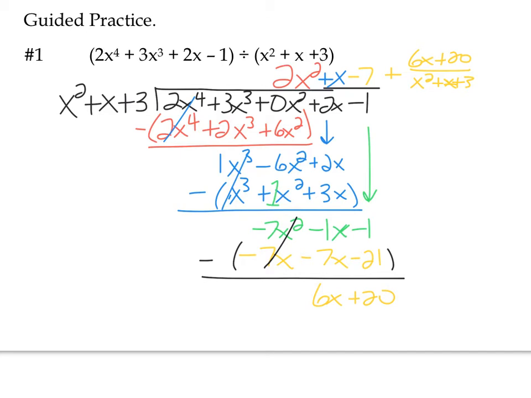Okay. But when you write your remainder, the remainder goes over what you were dividing by. That's the denominator in your remainder. Okay, so when we divide here, we're going to end up with 2x squared plus x minus 7 plus the remainder, 6x plus 20 over x squared plus x plus 3.